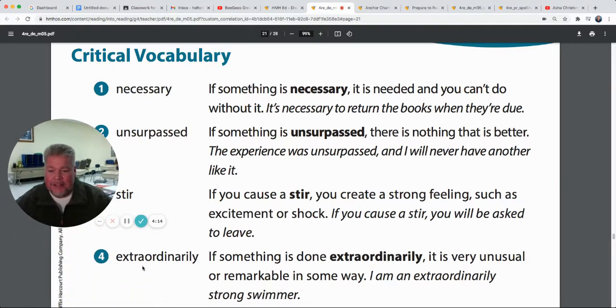And number 4 down here is extraordinarily. If something is done extraordinarily, it's very unusual or remarkable in some way. I am an extraordinarily strong swimmer. Remarkable in some way is what extraordinarily means. So let's take this word apart. Ordinary, if something's ordinary, it's just regular. If something is extraordinary, it's more than ordinary. And we put this ly at the end, it means it's done in a certain way. So we do something extraordinarily. All right, let's move on to these last 2 words here.